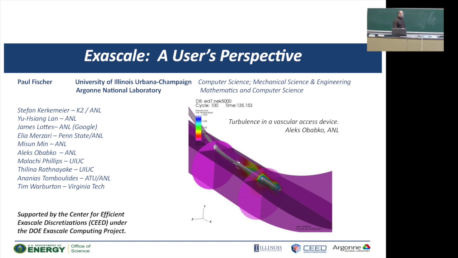So this is a nice example of the types of things that we're interested in. This calculation was done by Alex Obapko at Argonne. It's a configuration that was brought to our attention by a physician who had a patent on this device. It's a vascular access device for people who are doing dialysis. So this needle is stuck into the arm, into an artery, into a vein. And the idea is, usually for this particular device, it goes from artery to vein. Okay, so high pressure to low pressure, clean blood, you go through the hemodialysis, you come back into the vein.